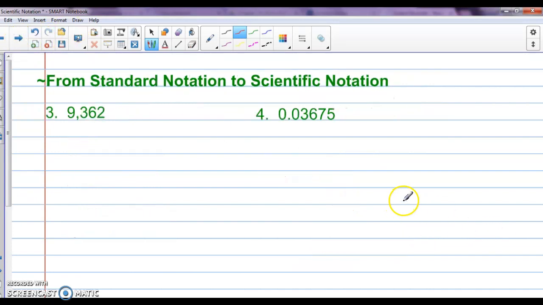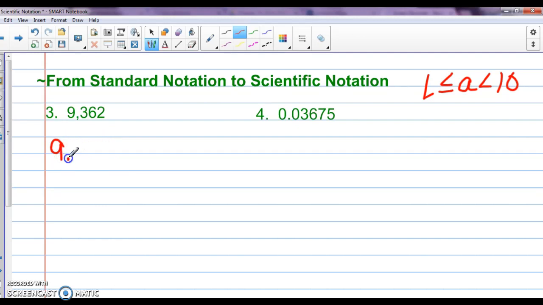Now we're going to take standard notation and turn it into scientific notation. In this situation, we want to ask ourselves, where did the decimal start? Keeping in mind that a has to be greater than or equal to 1, but always has to be less than 10. So as I look at the final answer, 9,362, I ask myself, where did the decimal begin? The only place the decimal could possibly begin is after the 9.